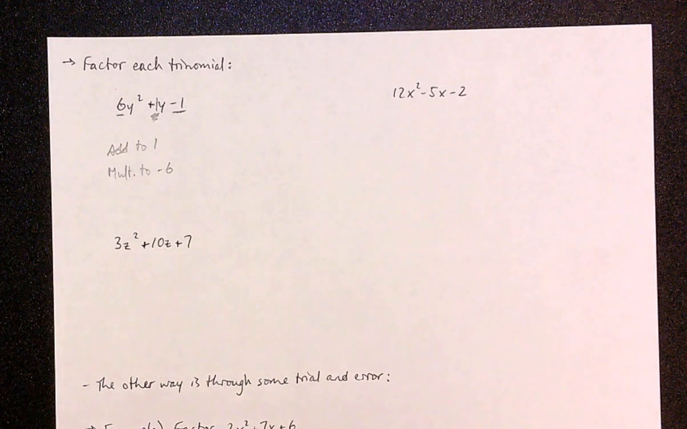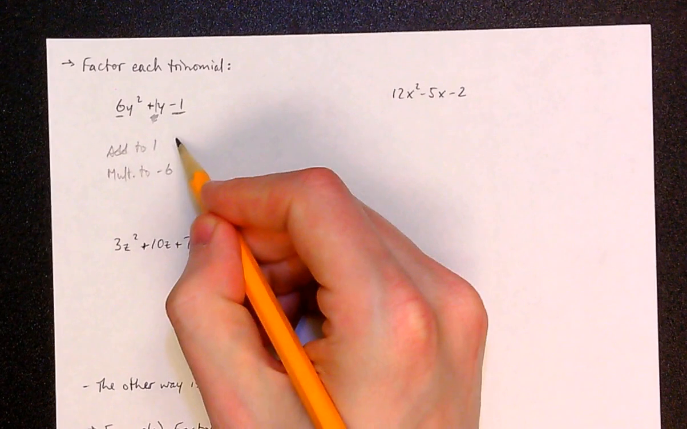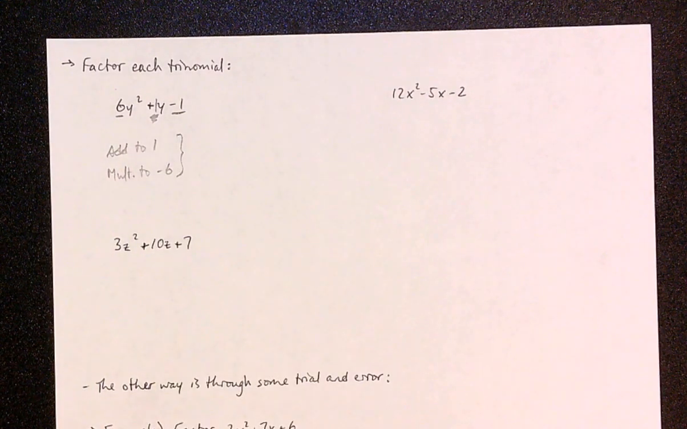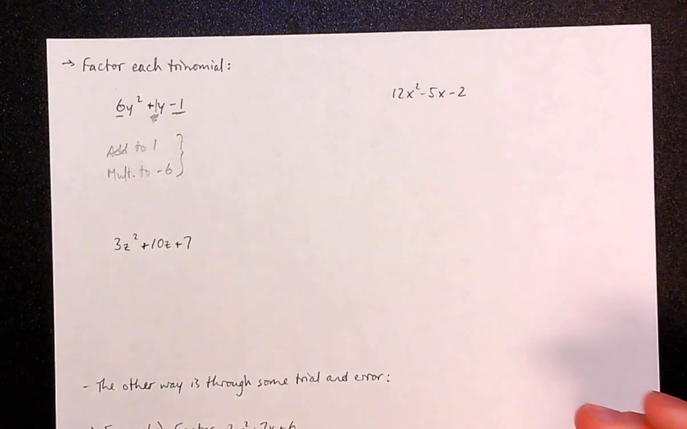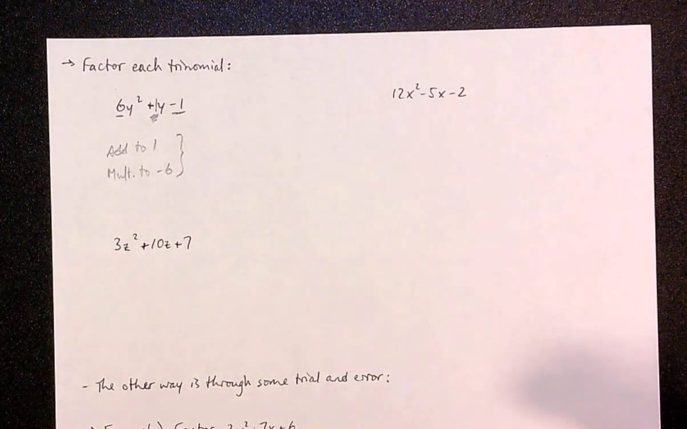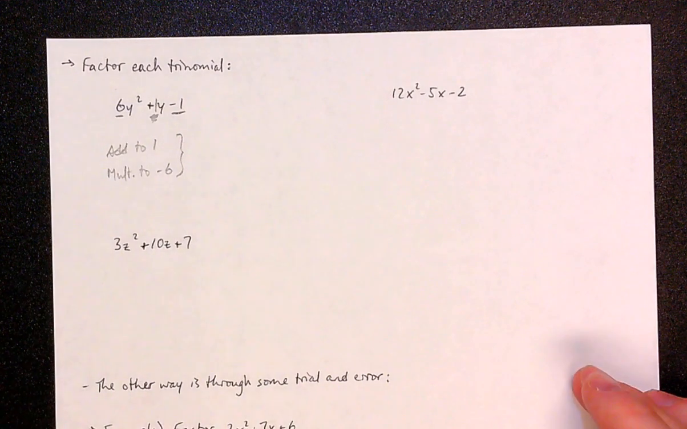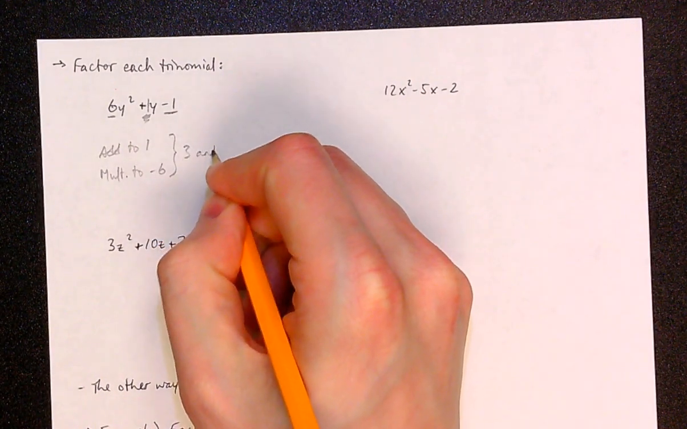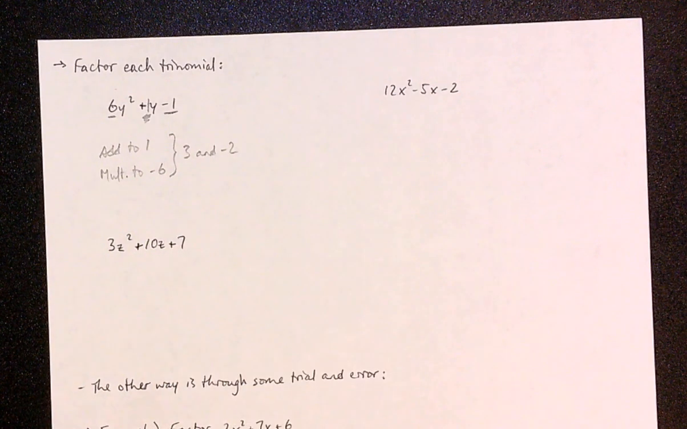Okay, so now we start to think of the numbers that will sort of do what we want them to. What numbers will multiply to negative 6 and add up to positive 1? After a little bit of thinking and some trial and error, perhaps, you come to 3 and negative 2.